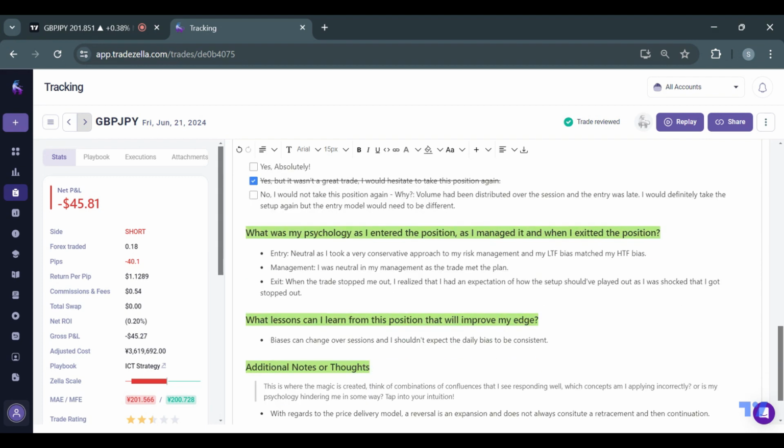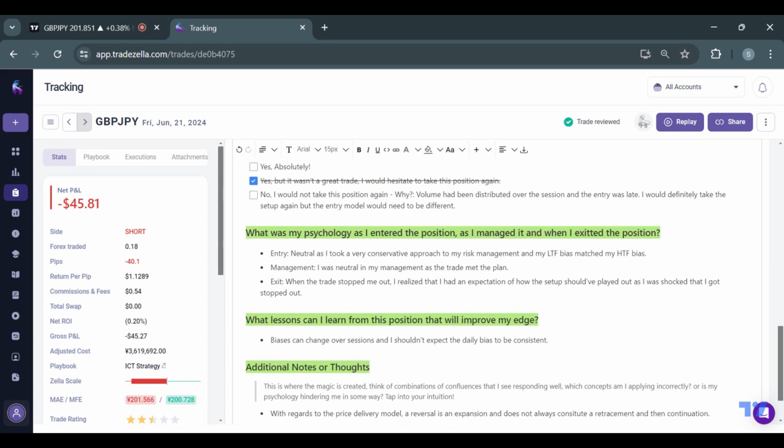My psychology: neutral during entry, neutral during management. It met the plan. I was fairly conservative with my risk. I just realized when I got stopped out that I didn't expect to be stopped out. So that almost told me that I actually had an expectation of how this should be playing out, which was incorrect. Something to take note of going forward.